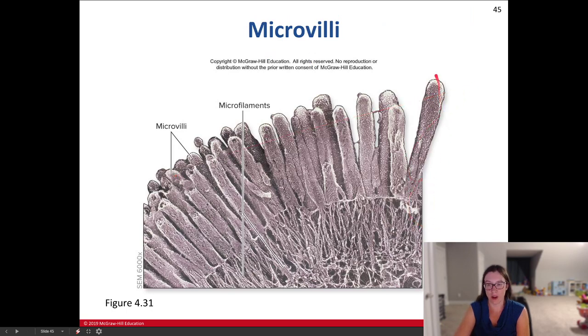So this is a picture of the microvilli. This is the smallest one. The cilia would be a lot bigger. And on APR, you can see they have some cilia and microvilli that you guys can compare one to the other.